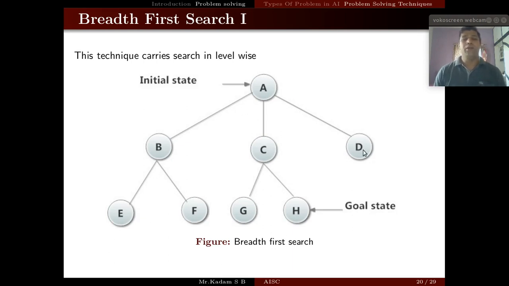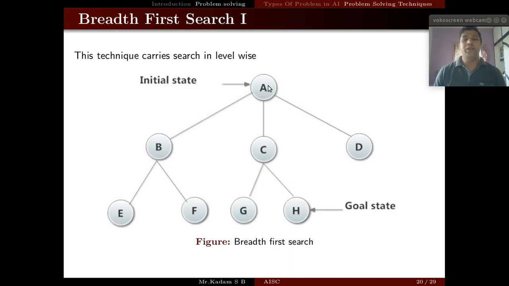Suppose we are dealing with this particular problem. This problem has, suppose, an initial state that is A and a goal state that is H. So we should start the searching process from this state and we should end our searching process when we reach this goal state. So by considering this particular tree, we'll start the searching process at this node. So A is our initial node.